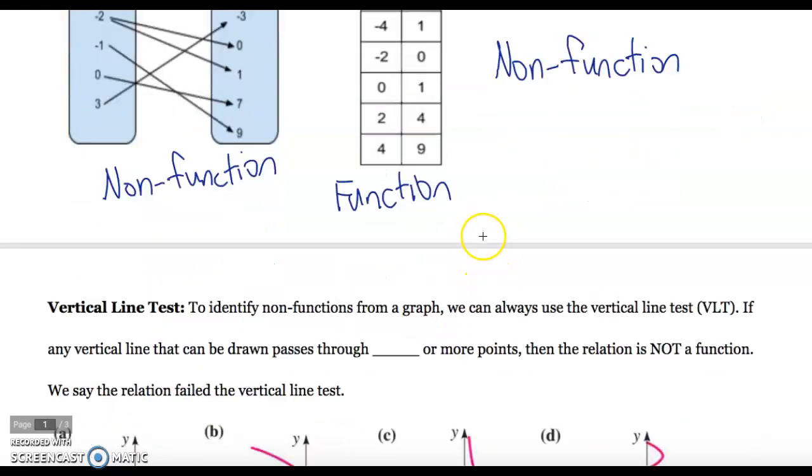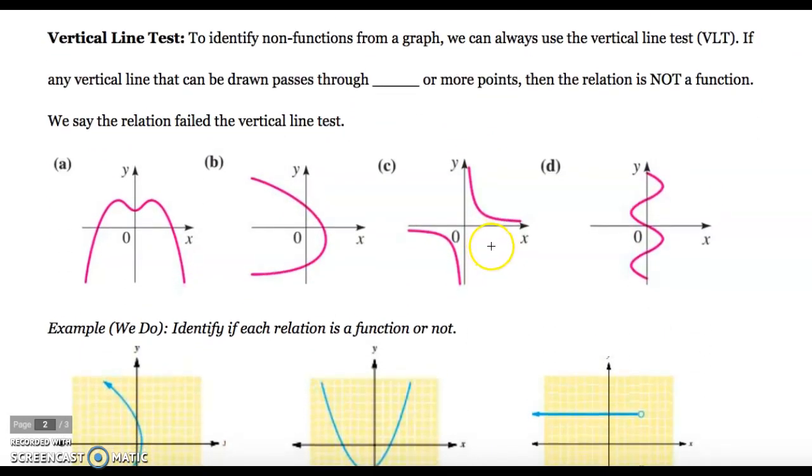And now what we're going to do is use a vertical line test to tell on a graph. This is probably actually the easiest way to tell whether something's a function or not. So to identify non-functions from a graph, we use our VLT, vertical line test. If any vertical line that can be drawn passes through 2 or more points, then the relation is not a function. We say the relation failed the vertical line test. So let's go ahead and look at these examples.